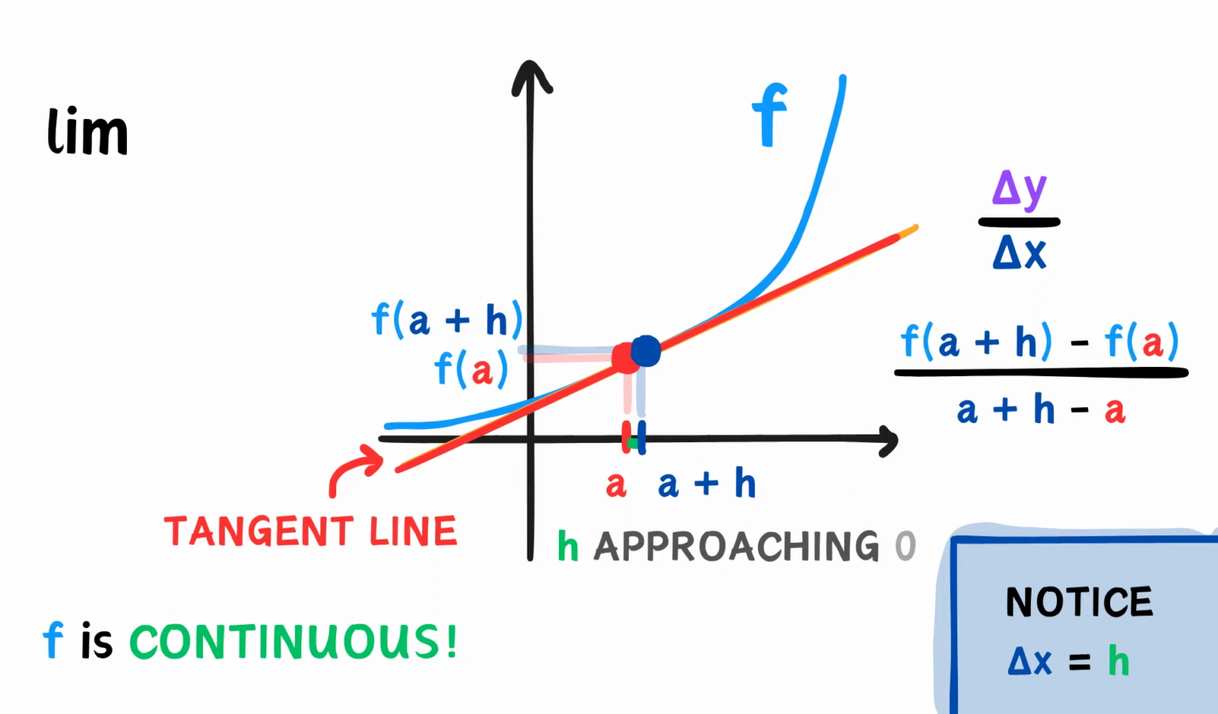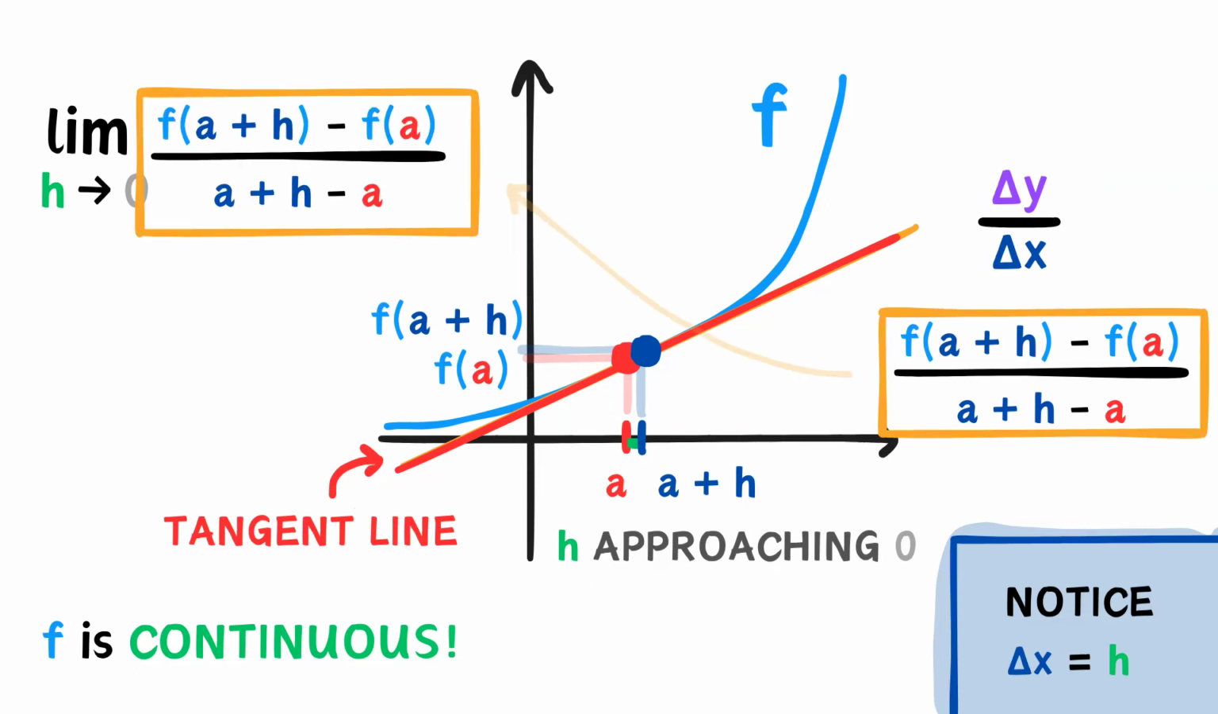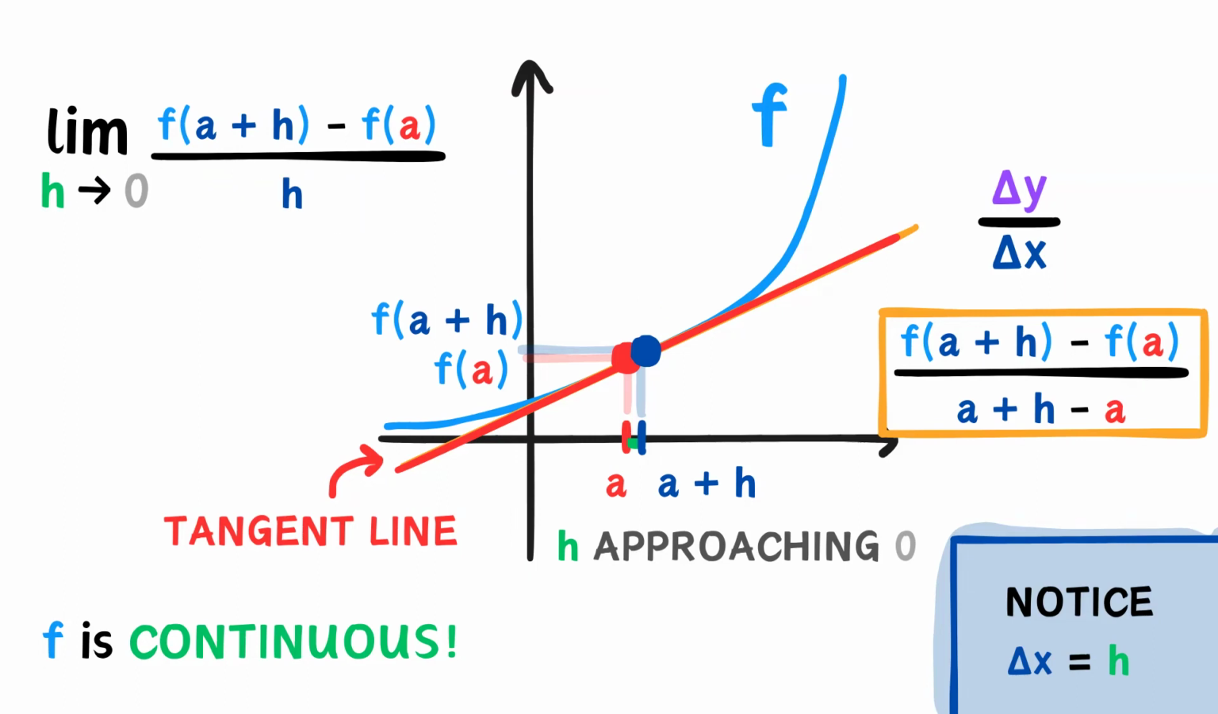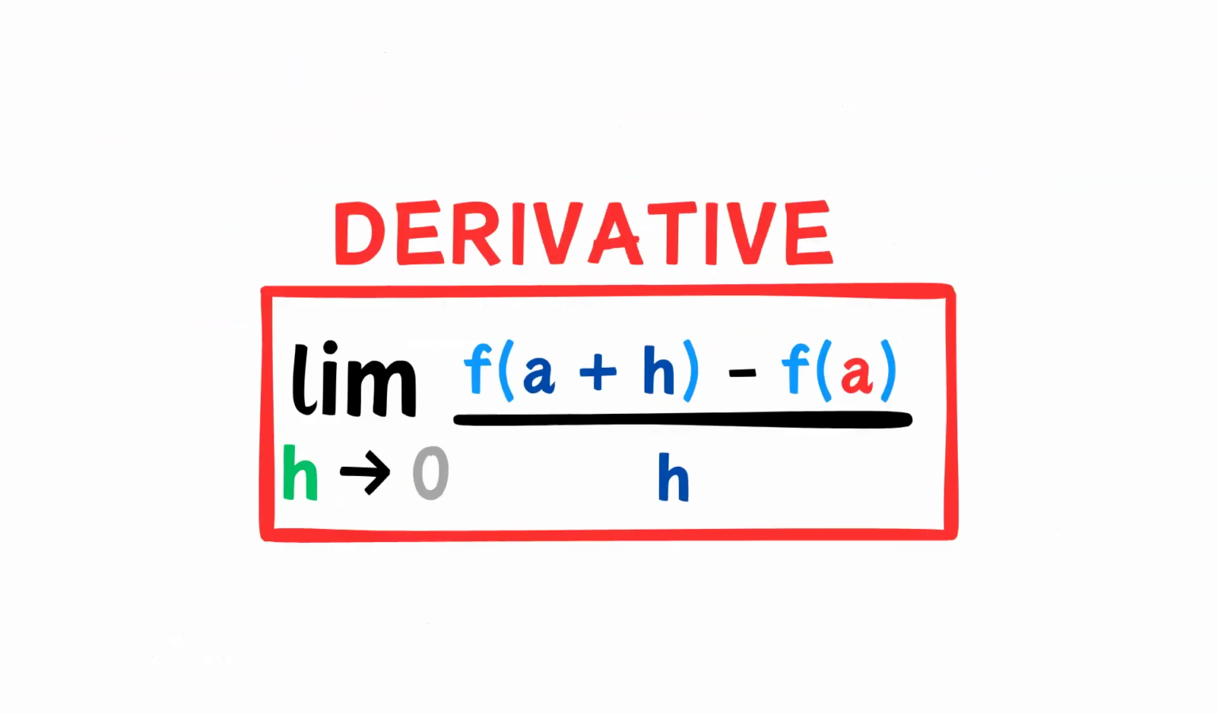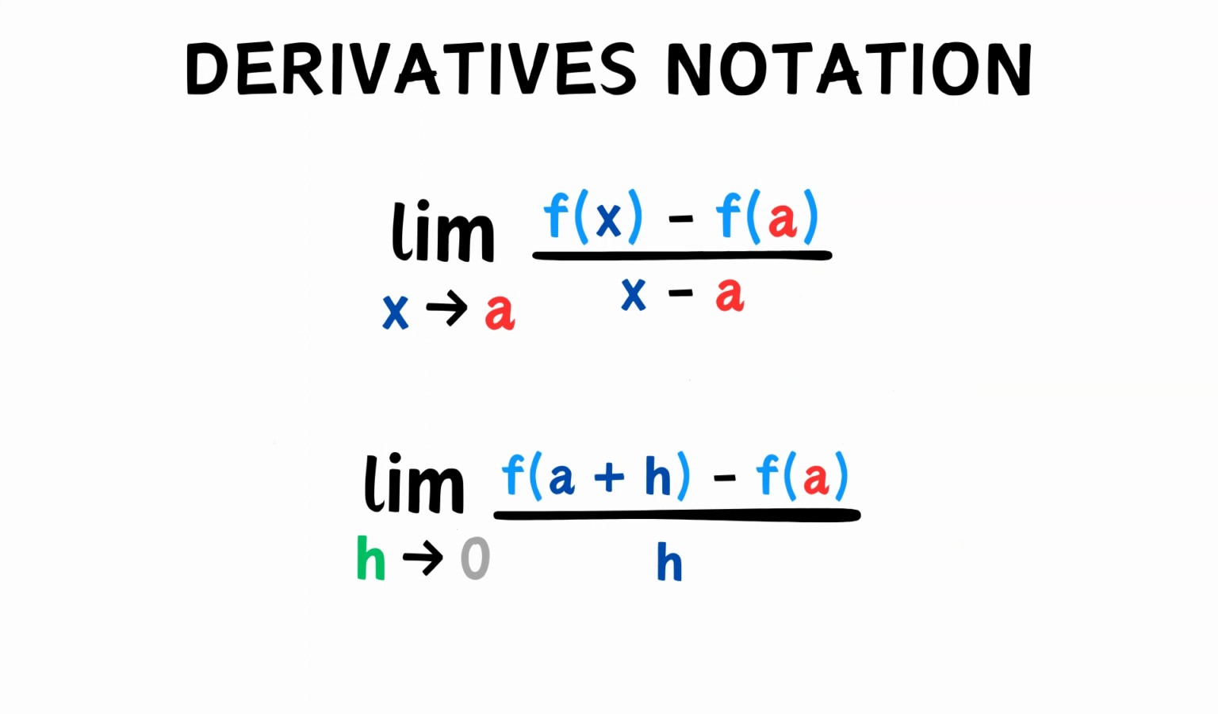This is the limit as h approaches 0 of f of a plus h minus f of a over a plus h minus a. Now, in the denominator, we could choose to cancel out the a's, since a minus a is 0. This leaves us with only h. So this here is another way we can define the derivative using limits.